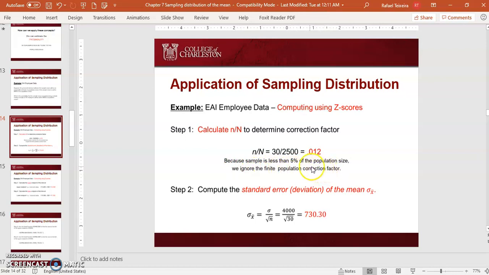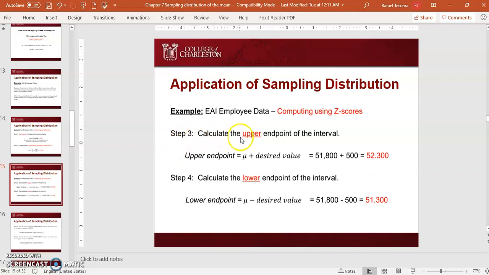Now we know which formula we're going to use in step 2 to compute the standard error of the mean. The standard error of the mean is computed using the infinite population formula: the population standard deviation given in the problem, which is 4,000, divided by the square root of the sample size of 30, also given in the problem. So the standard error of the mean using this sample size is 730.30.